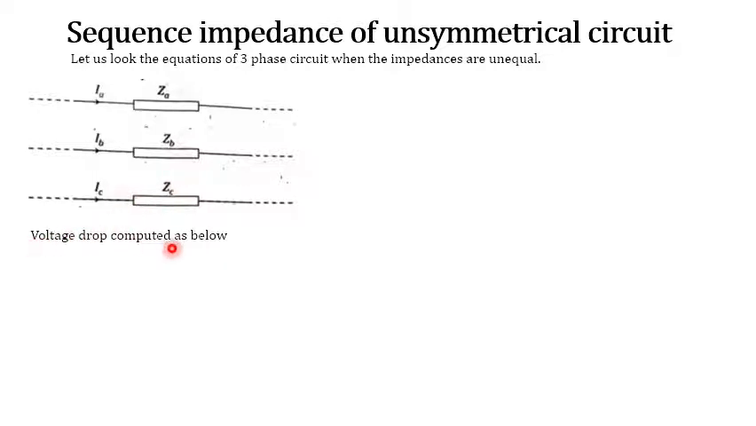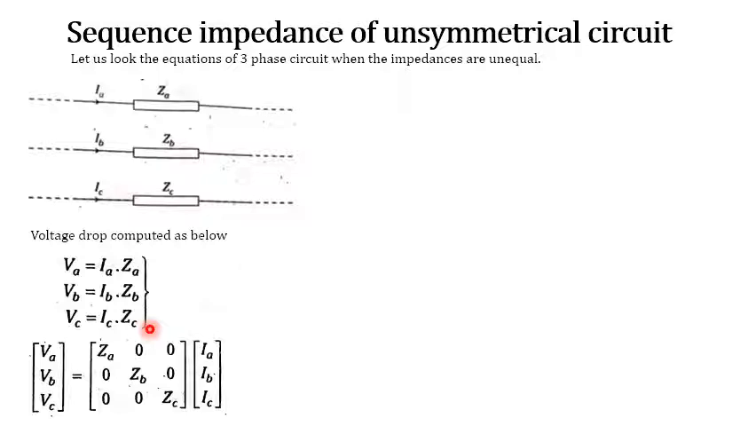So let us calculate the voltage drop. For circuit A, we can write VA is equal to IA ZA, for VB it is IB and ZB, and for VC it is IC and ZC. Let us write these in matrix formation, VA, VB and VC. So only the diagonal elements ZA, ZB and ZC. These are the rows and the columns. This is nothing but the column matrix. So when the 3 cross 3 matrix is multiplied by the column matrix, we get the column matrix.